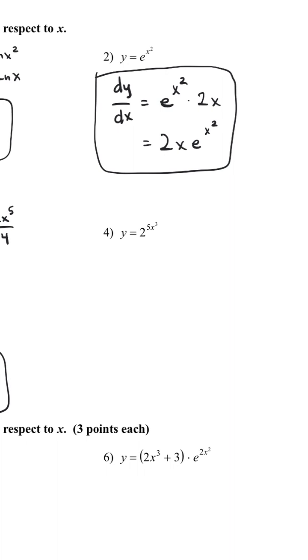Now question 4. The exponential expressions that don't have a base e follow a slightly different rule. So if you're differentiating e to a power, then the derivative is just e to that power multiplied by the derivative of that power. If you have another base, like a base 2, then this formula applies.